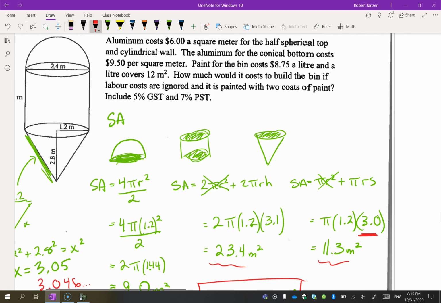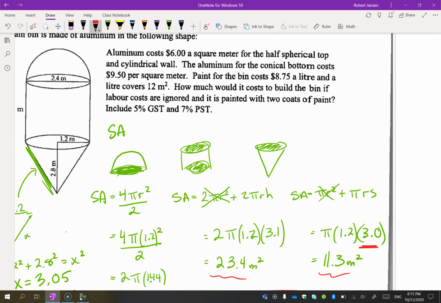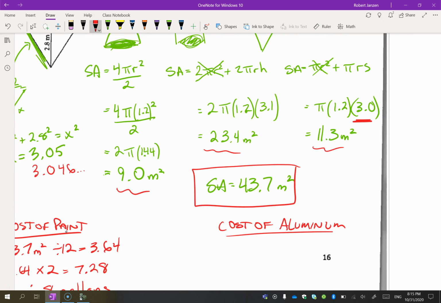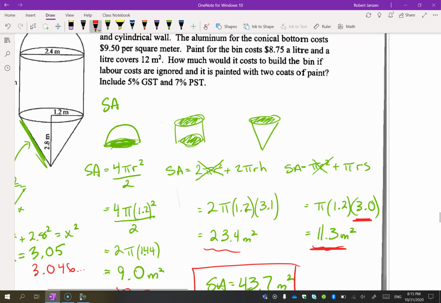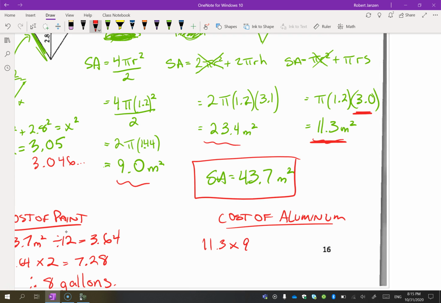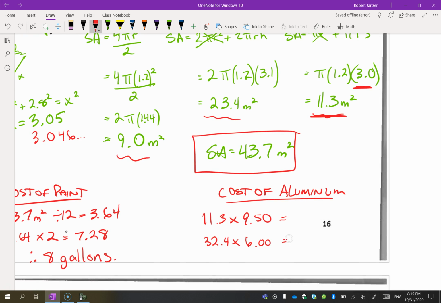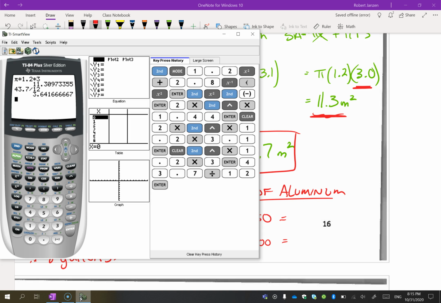And then the cost of aluminum. It says for the bottom part, the aluminum costs $9.50 a square foot. So this is the bottom part, the 11.3. So 11.3 square meters times 950. That's going to be part of it. And then we've got the other two parts. So 9 plus 23.4, that's 32.4, and I believe it's $6 a square meter. Okay, so we're going to multiply those two things.